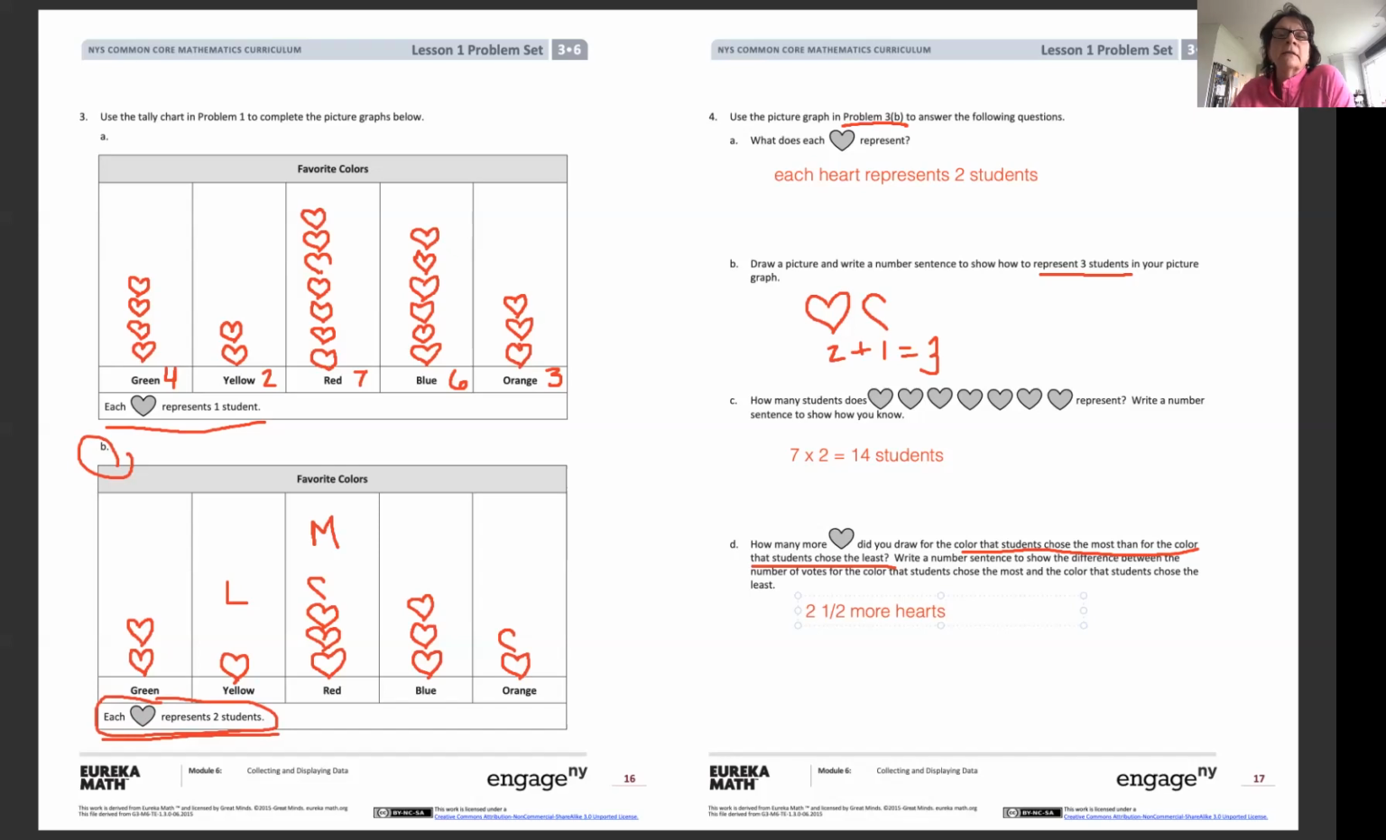So now they're asking us to write that number sentence. Remember how important that is, and that's why I try to get you to do it as often as possible. We're not counting the hearts. We're actually counting the number of votes. So red was 2, 4, 6, 7. That was the most voted for color. And we want to find the difference between that and the least. Yellow right here was only 2. So 7 minus 2 equals 5 students.